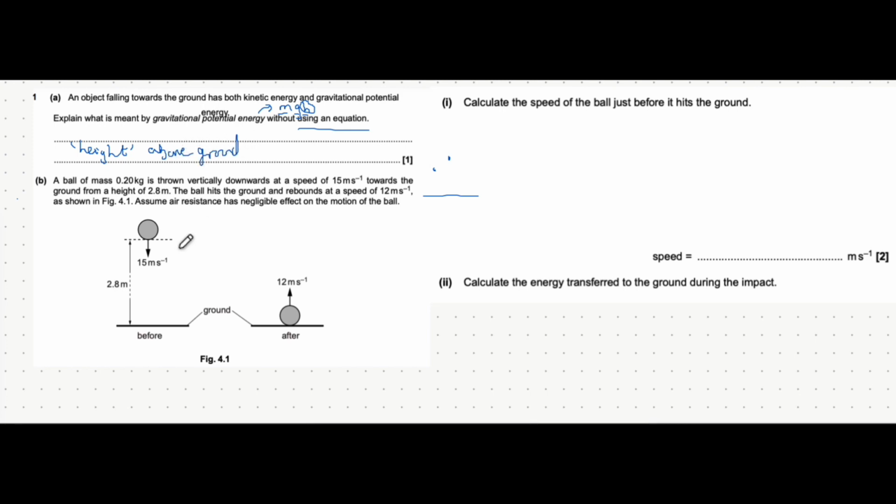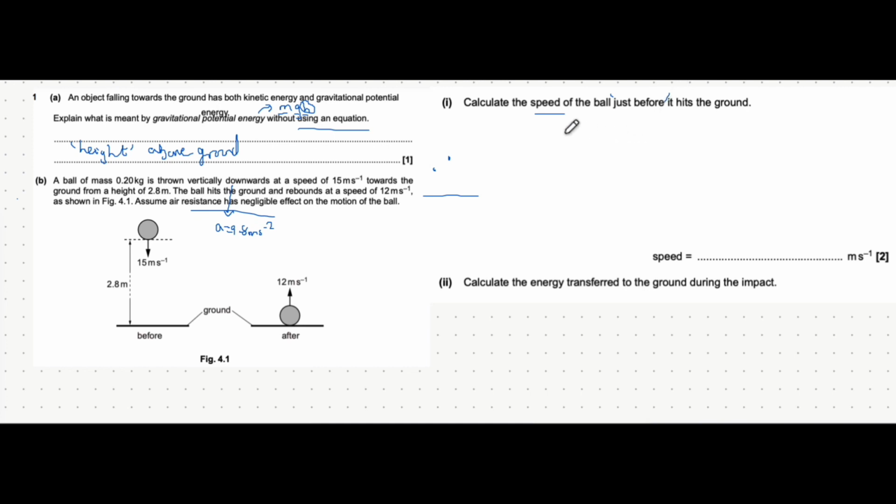Moving on to this next part of the question, it tells you that the ball is initially thrown vertically downwards, so we're going to assume that it accelerates due to gravity. It hasn't told us that there's any resistive forces, so we can assume that this is the only form of acceleration. It starts off with a speed of 15 meters per second and it travels 2.8 meters before it hits the ground. After hitting the ground, it rebounds with a speed of 12, and just like here, it says air resistance is negligible. It then asks you to calculate the speed of the ball just before it hits the ground.